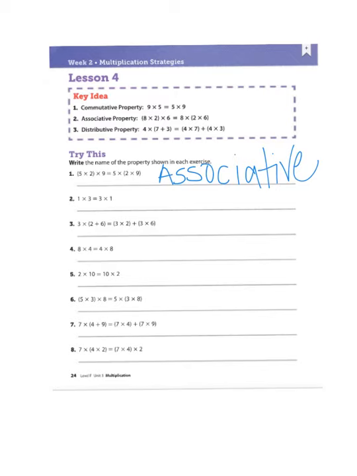Let's take a look at number 2. We have 1 times 3 equals 3 times 1. Okay, my first clue here is that this problem does not have parentheses, so it's going to match the commutative property. So when there's no parentheses, it's going to be commutative.